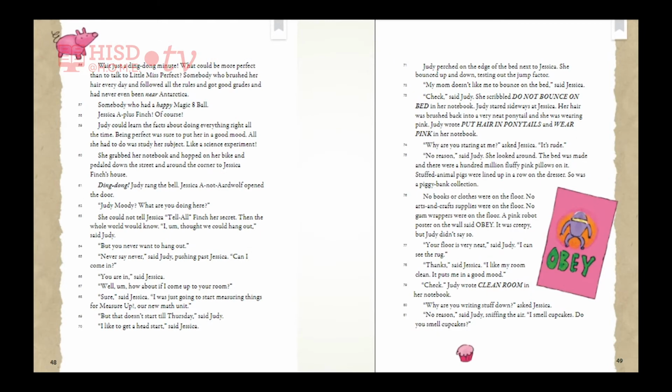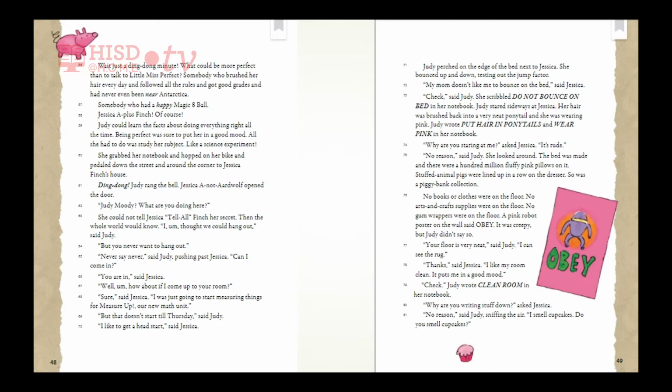Wait just a ding-dong minute. What could be more perfect than to talk to little Miss Perfect? Somebody who brushed her hair every day and followed all the rules and got good grades and had never been near Antarctica. Somebody who had a happy Magic 8 Ball. Jessica A-plus Finch. Of course. Judy could learn the facts about doing everything right all the time. Being perfect was sure to put her in a good mood.